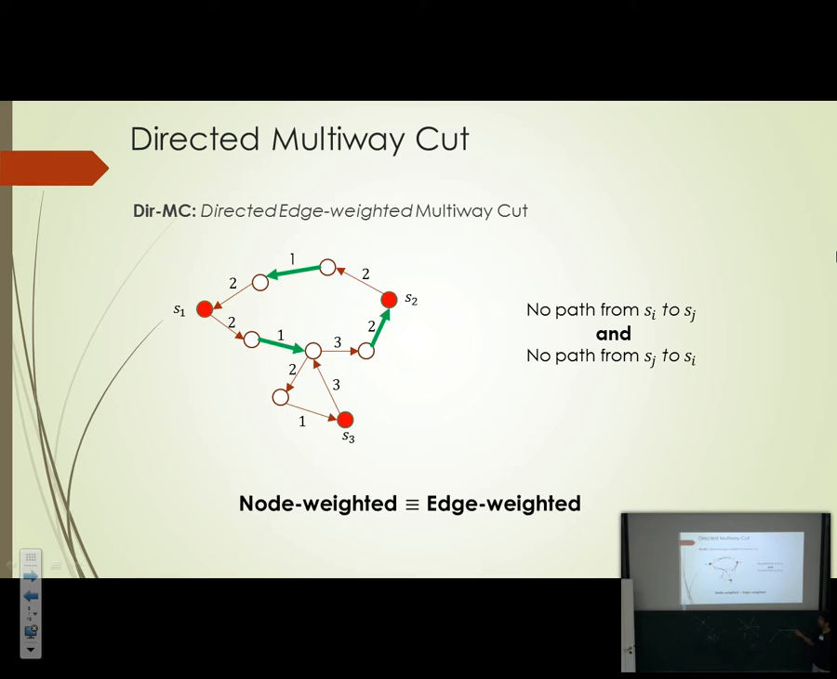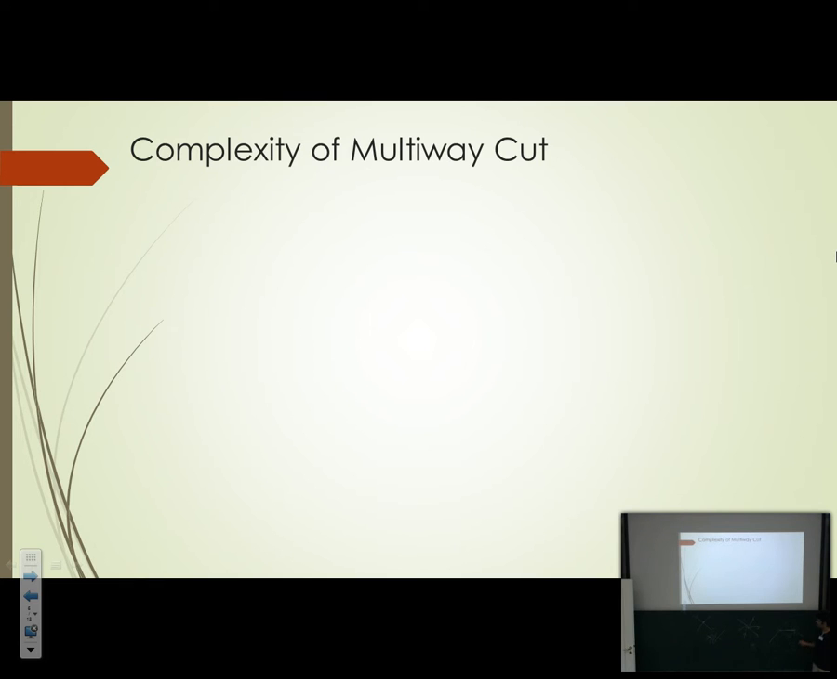It turns out that for the directed graph, the node weighted version is equivalent to the edge weighted version. So we don't need to consider the node weighted directed multi-way cut separately. So we have 3 different problems: edge weighted multi-way cut, which is undirected edge weighted multi-way cut, node weighted multi-way cut, which is undirected node weighted multi-way cut, and directed multi-way cut. What is known about these problems? For k equal to 2, the undirected multi-way cut is the same as the ST cut. We are given an undirected graph with 2 terminals S1 and S2, and we want to cut all paths from S1 to S2. This is the same as the ST cut in an undirected graph.